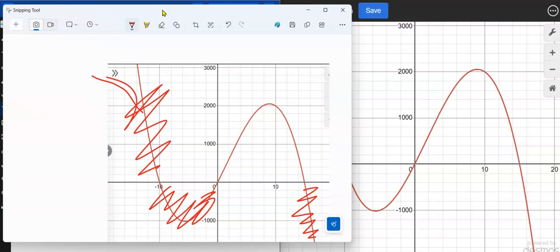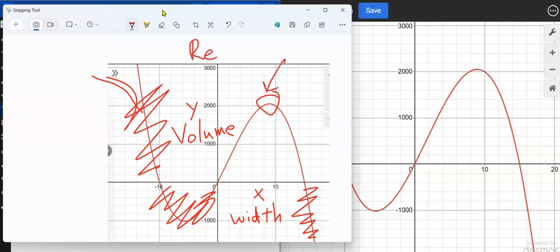So the question is, what's the maximum volume? Well, isn't this x, which is technically the width? And this is y, which is technically the volume. So the max volume would be found right there at the top of that little hill. And that's what we call a relative max. And you know that relative maxes are y values, so don't make them out like they're anything else, right?